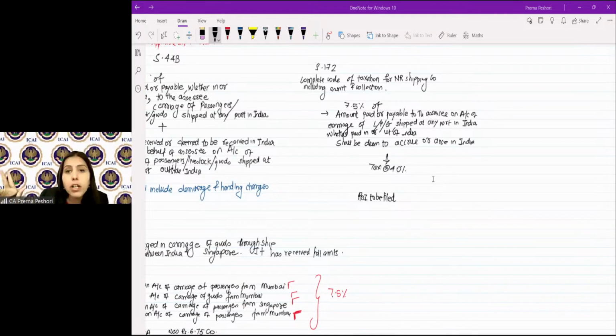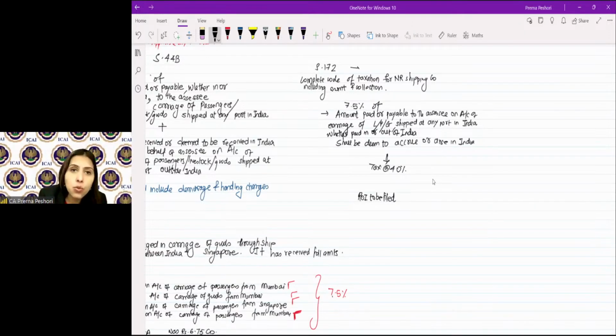7.5% of the amount paid or payable on account of such carriage, whether that amount is paid or payable in or out of India, shall be deemed to accrue or arise in India. So before the departure, the return of income has to be filed. So as I said, this is the exception to section 4.